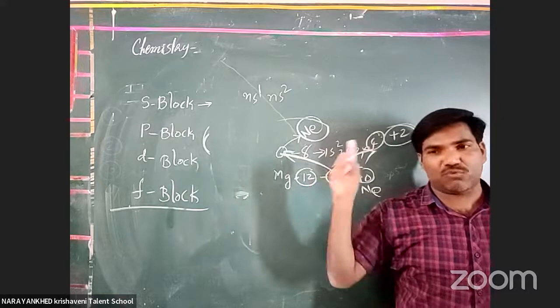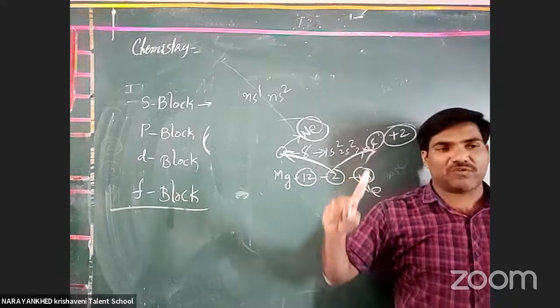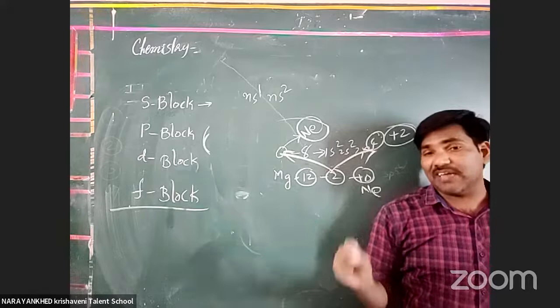Already we discussed that there are two types of compounds. One is an ionic compound. Another one is a covalent compound. Which one is called an ionic compound? Where the electron is totally transferred from one atom to the other atom, it is called an ionic compound. Which atoms are sharing the electrons? Yes, those are covalent compounds.